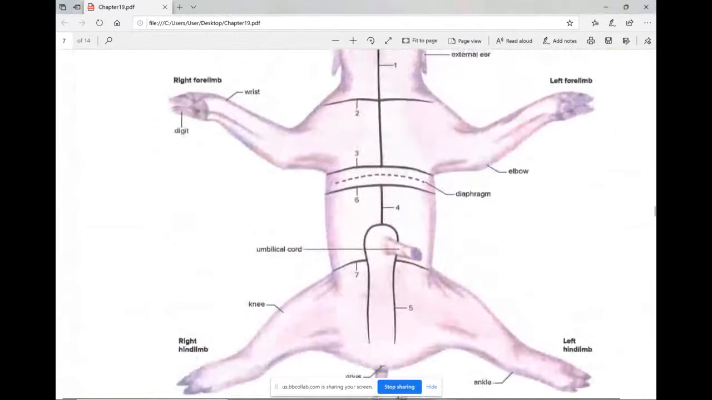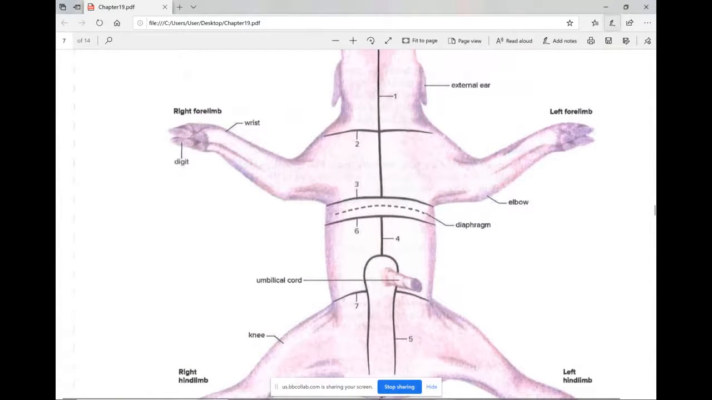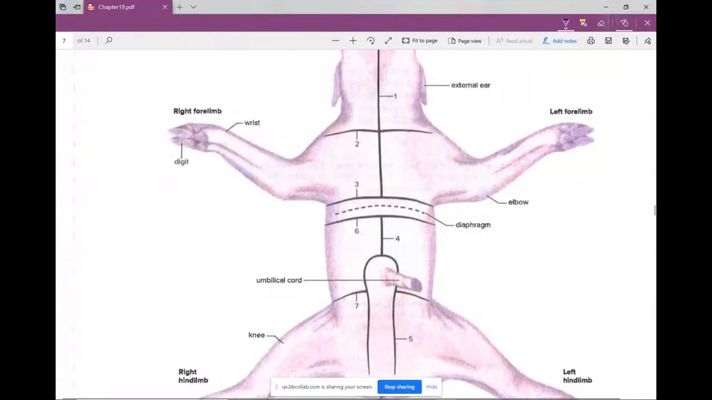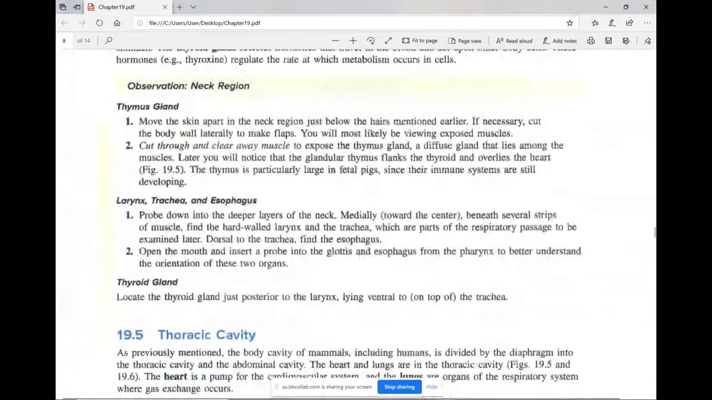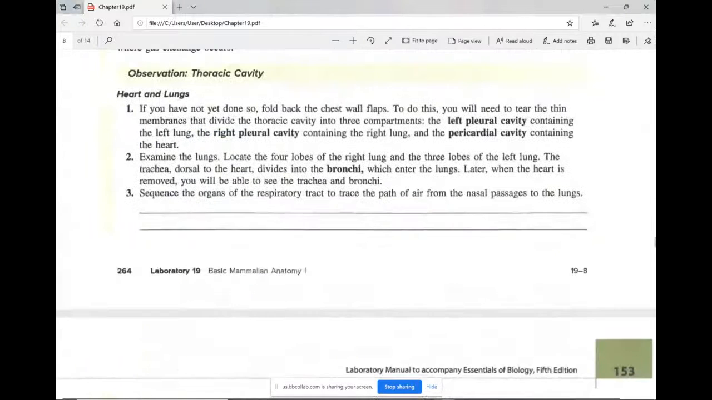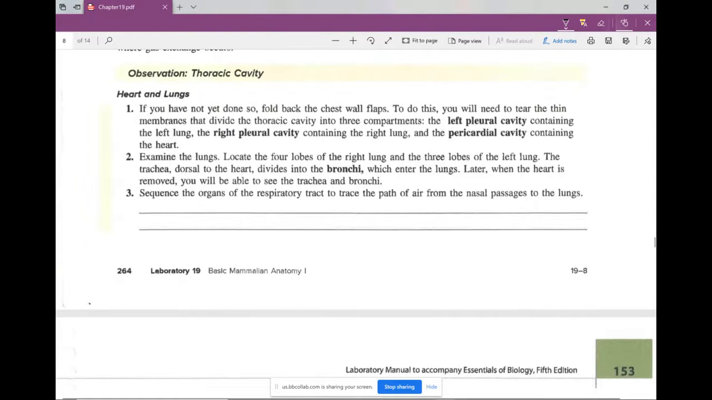All right. So by the way, in this cut, here's one cavity and here's the other cavity. And in the middle, which is separating the two, is the diaphragm. Okay. Here, they're asking you heart and lungs.